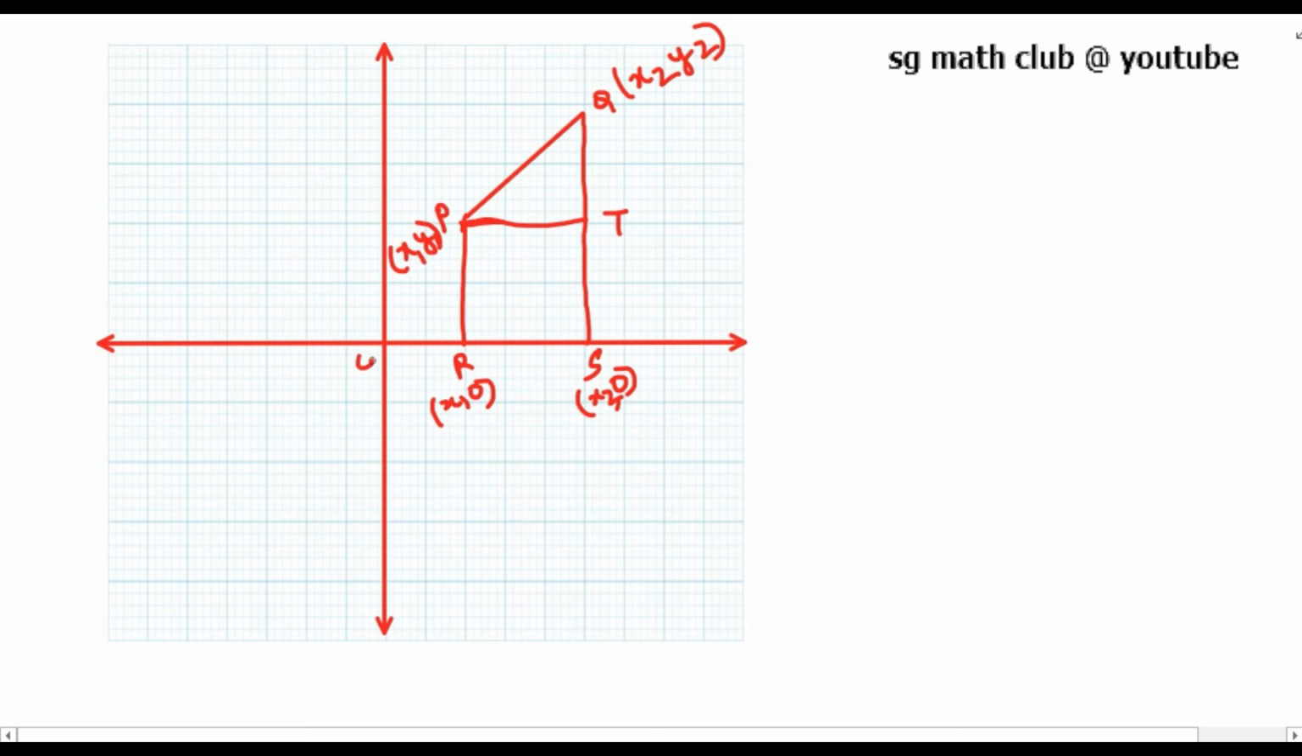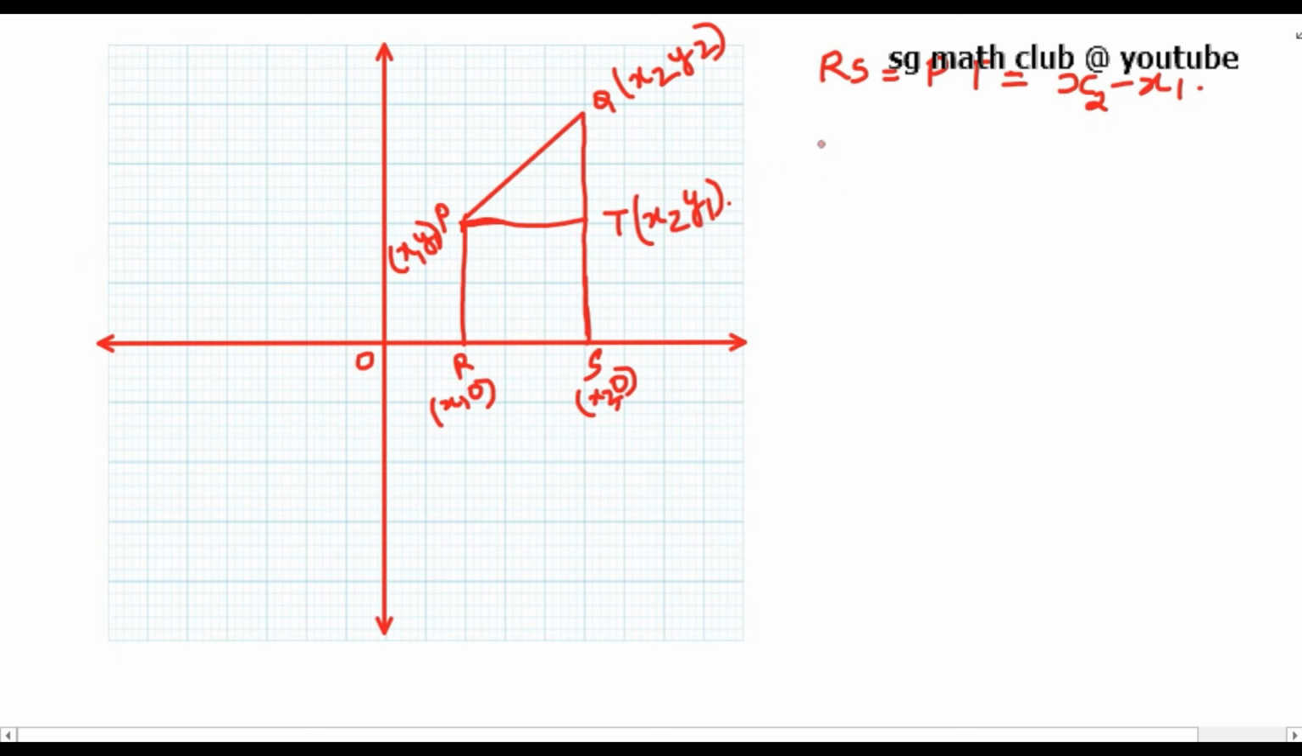Now what is this distance RS? If this is the origin, RS is nothing but OS minus OR. So the distance RS and PT are the same, and PT will be equal to x2 minus x1. Now we need to find the distance QT. If you want, you can find the coordinates of T also. Since it is lying here, the x-coordinate of T is x2, and drawing a perpendicular from T to the y-axis, it will be y1. So T is x2, y1.